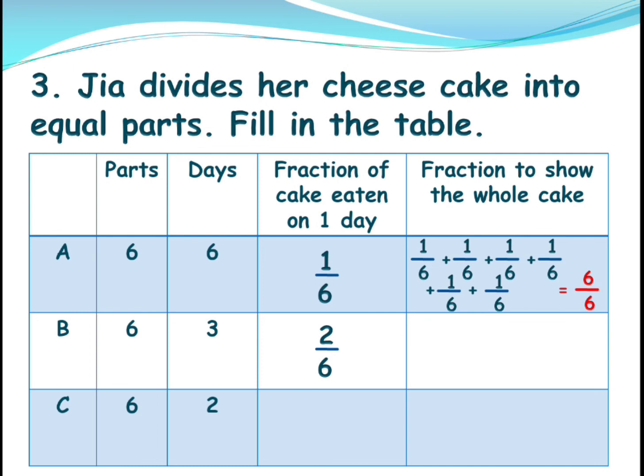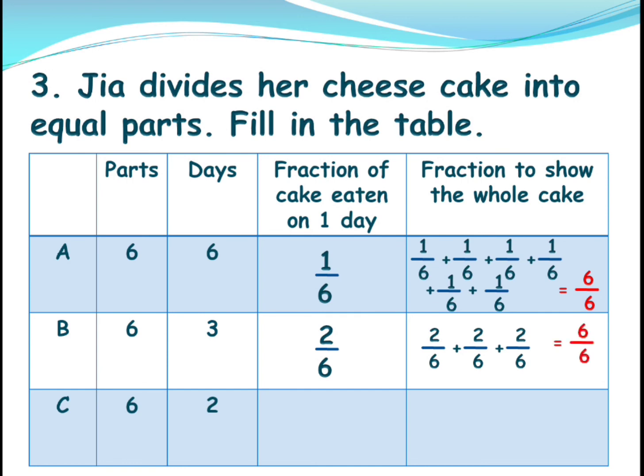Now we have to write this fraction to show the whole cake, that is 2 by 6 plus 2 by 6. This becomes the second day, and on the third day again 2 by 6. Now the denominators are same, isn't it? So you can directly add the numerators: 2 plus 2 is 4, 4 plus 2 is 6. So 6 by 6 is your whole cake fraction.